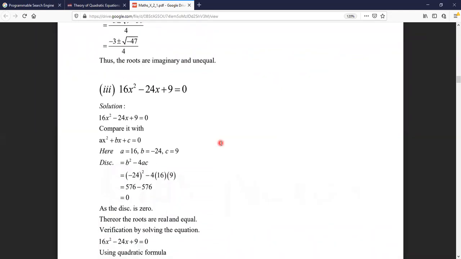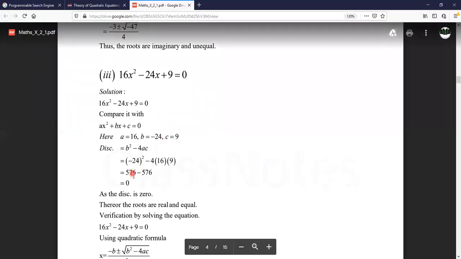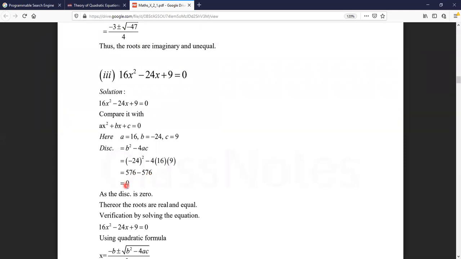In the next part, the third condition, which is when the discriminant is equal to 0: 16x square minus 24x plus 9 is equal to 0. By comparing with the general equation ax square plus bx plus c is equal to 0, a value is 16, b value is minus 24, and c value is equal to 9. By putting in all these values, I got 576 minus 576, which is equal to 0. As the discriminant is equal to 0, what was the condition? Recall the previous concept, that when the discriminant is equal to 0, then roots are real and unequal.